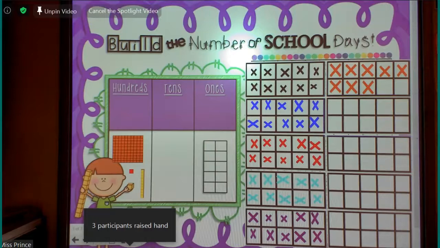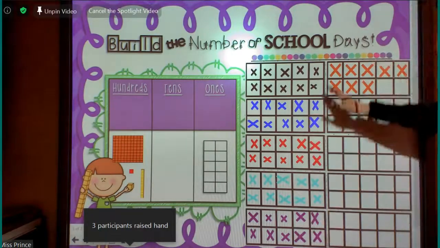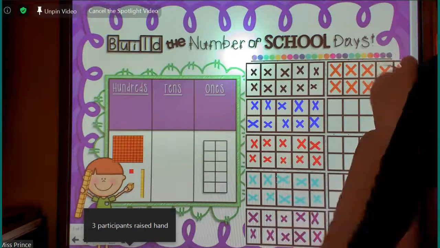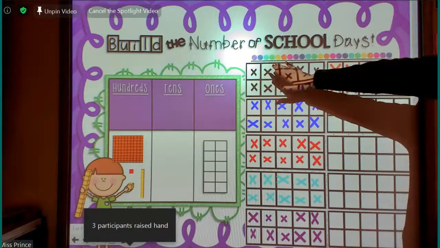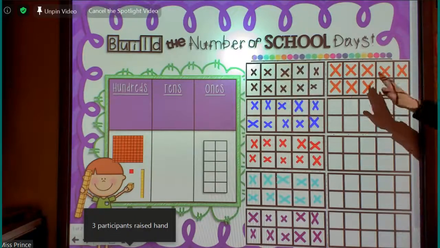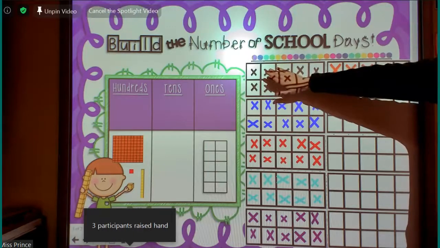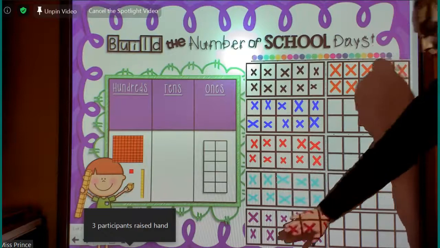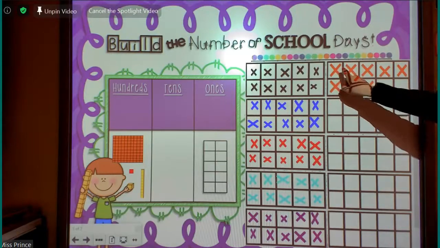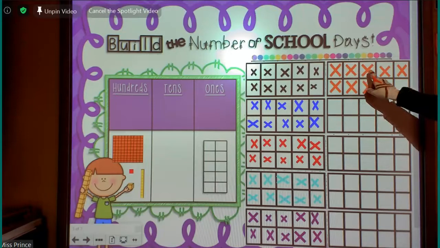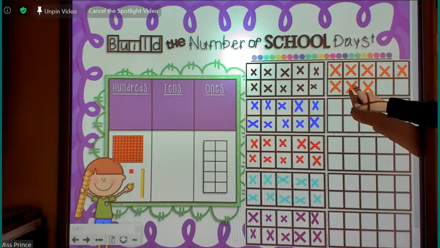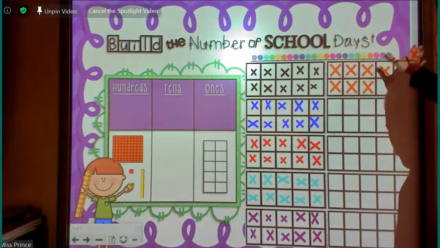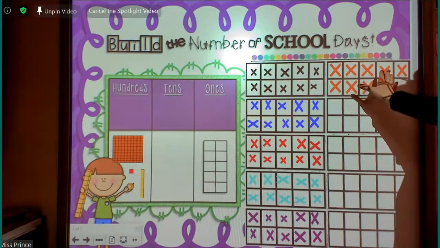10, 20, 30, 40, 50, 60, 70. Oh, so if it's not a full 10 frame, remember we have to switch to counting to ones. So let's do these by tens, and then we'll go to little ones here, okay? Okay. 10, 20, 30, 40, 50. 51, 2, 3, 4, 5, 6, 7, 8. So we have 50, 58.